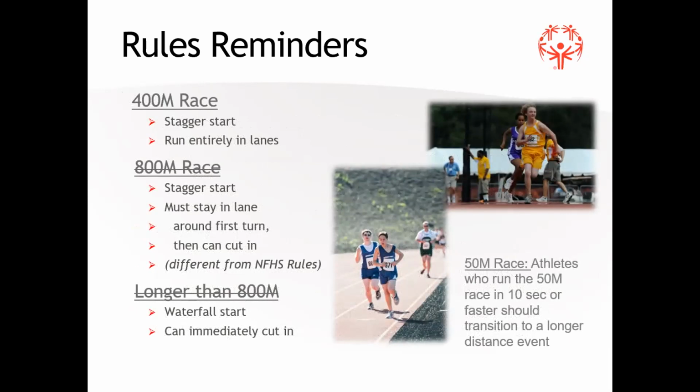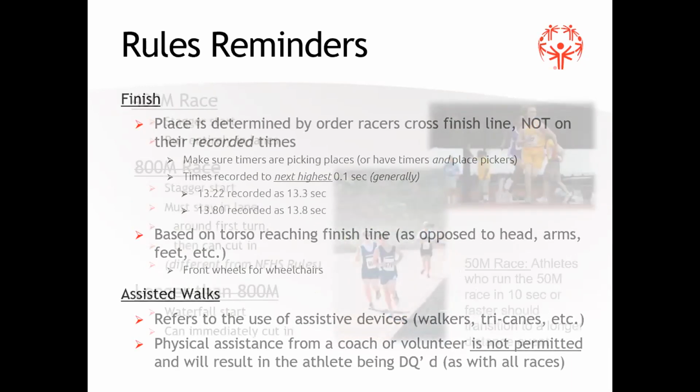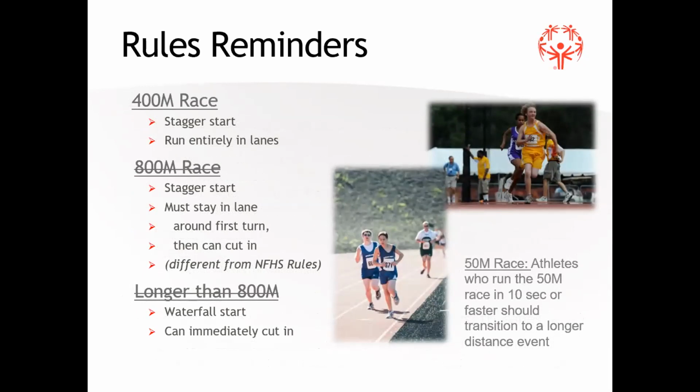Well, rules reminders: the races that we'll no longer have have been crossed out. 400-meter race, stagger start, run entirely in lanes. There is a note on the 50-meter race. The athletes who run the 50-meter race in 10 seconds or faster should transition to a longer distance race. I think Mike talked about that.